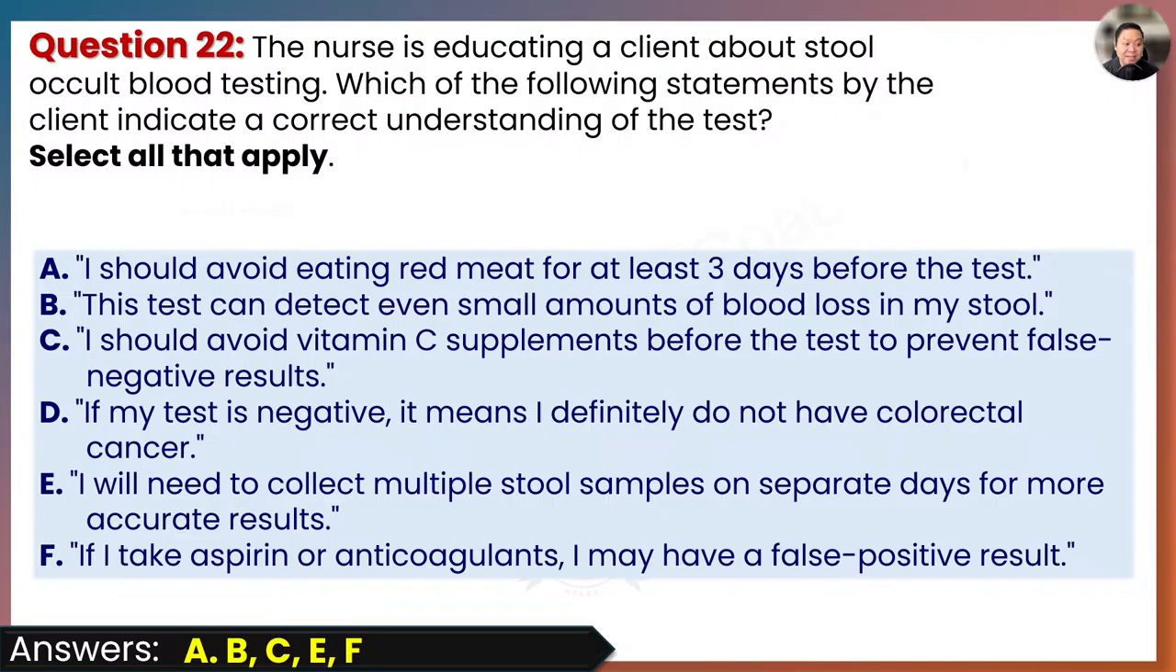Now, letter D is the incorrect option here. It states, if my test is negative, it means I definitely do not have colorectal cancer. Well, a negative result does not guarantee that colorectal cancer or other conditions are not present, because some tumors or polyps may not bleed all the time. So they could go undetected if the test is done on a day when no bleeding happens. Let's have number 23.